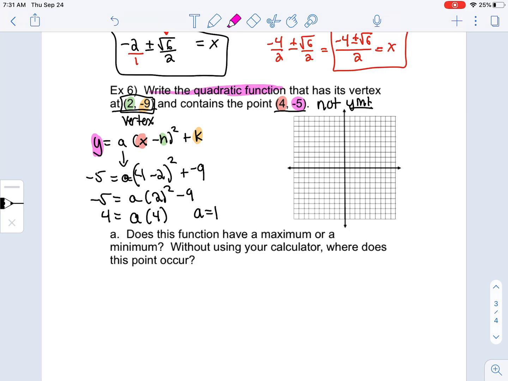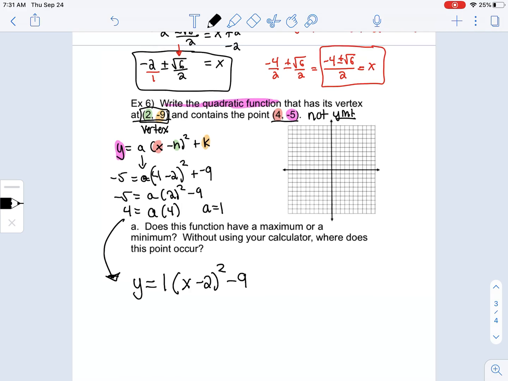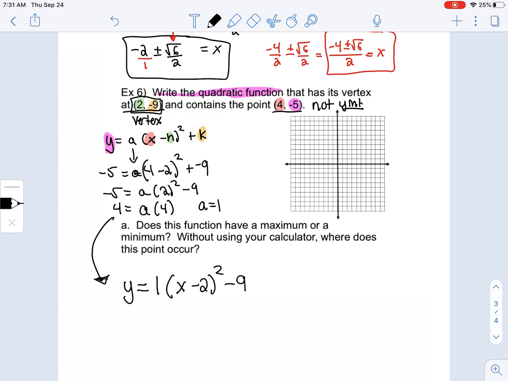Now the problem said to actually write the quadratic function. So now I need to go back and write the actual equation. I'm going to do that right down here. So my actual equation was y equals, plug in my a value of 1, and we still want to plug in that vertex point so that the only remaining variables in our equation are the x and the y. Those are going to represent all the other points on the parabola.